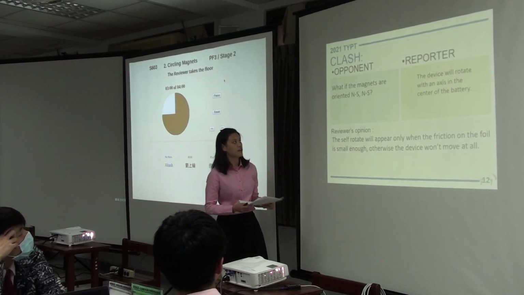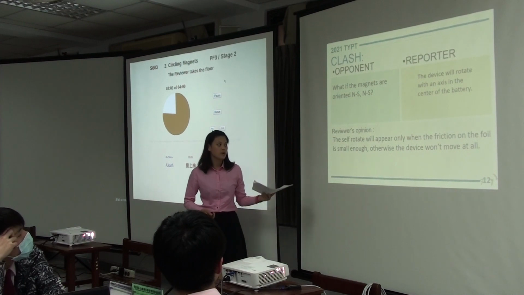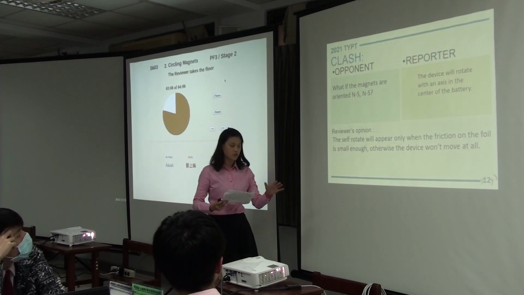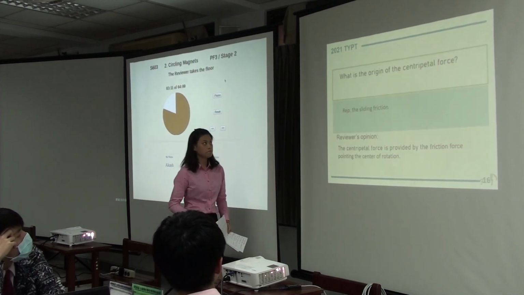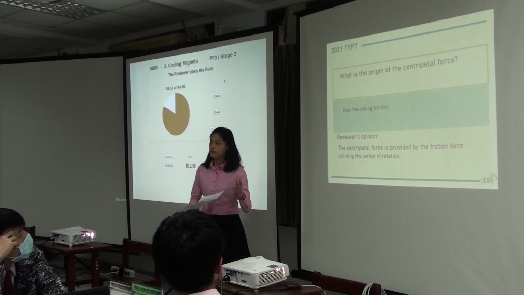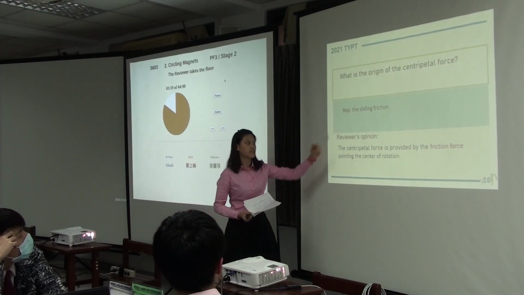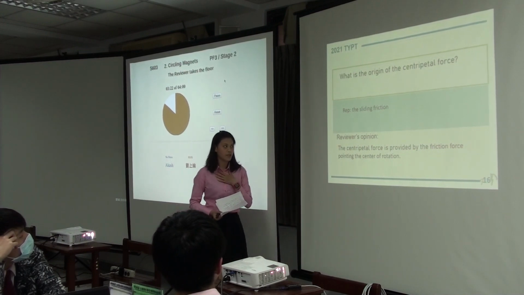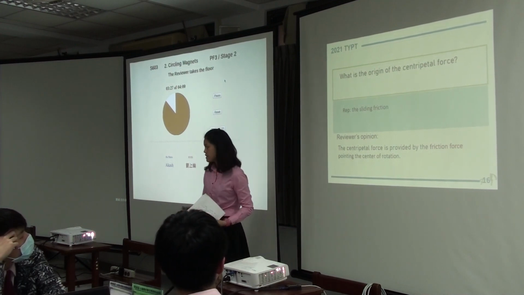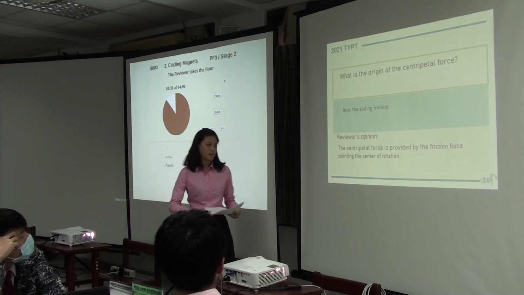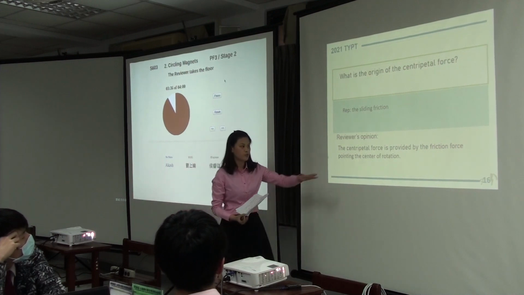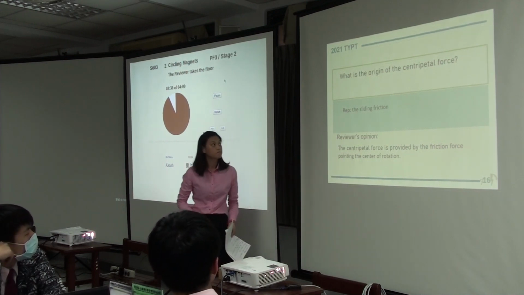And the magnetic orientation is S-S-S-N. When the surface is smoother, then the structure will start to self-rotate. So next, my question is: what is the origin of the centrifugal force in the circular motion? The reporter says it's sliding friction. In my opinion, saying sliding friction is the right answer, but it's not in the right direction, because in circular motion the centripetal force must point at the center.